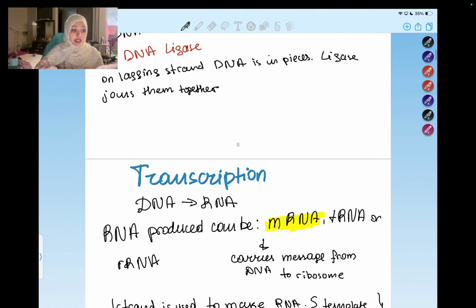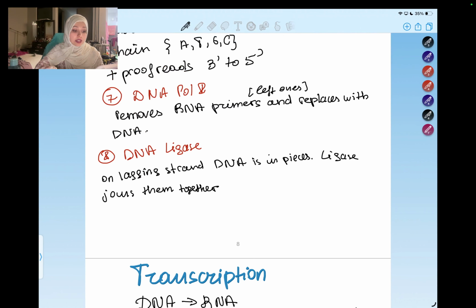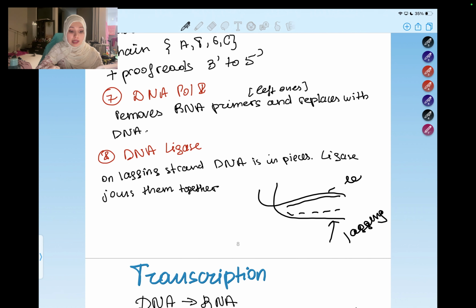And then we have DNA ligase. On the lagging strand, DNA is in pieces. As I've mentioned before, on the replication fork we have the Okazaki fragments, just like this, right? The strand that has Okazaki fragments is called the lagging strand, and this is called the leading strand. So the DNA is in pieces, and ligase helps join them together.